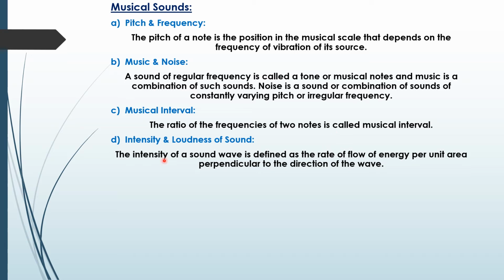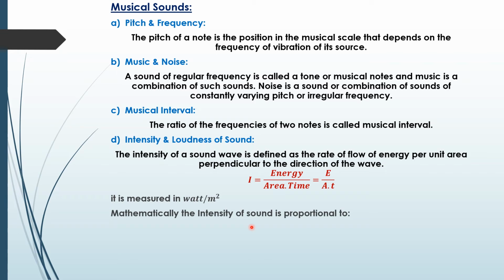Now if you talk about intensity and loudness of sound, the intensity of a sound wave is defined as the rate of flow of energy per unit area perpendicular to the direction of the wave. Intensity is actually energy per unit area per unit time, so energy E upon A into T, and it is measured in watt per meter square. Since energy per unit time is watt, rate of doing work is power, so unit of power is watt, so we get watt per meter square.